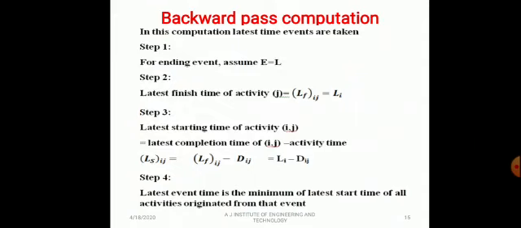Backward pass computation. In this computation, latest event times are taken. Step 1: for the ending event, assume E is equal to L. Step 2: the latest finish time of activity IJ is equal to LJ. Step 3: the latest starting time of activity IJ is equal to the latest completion time of IJ minus the activity time. LSIJ is equal to LFIJ minus DIJ, or LJ minus DIJ.